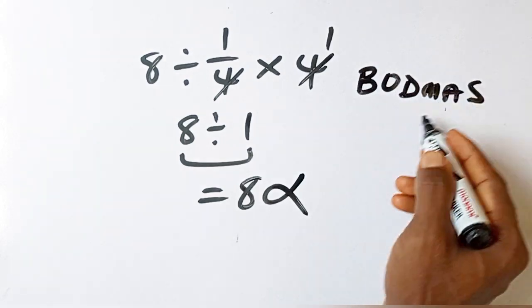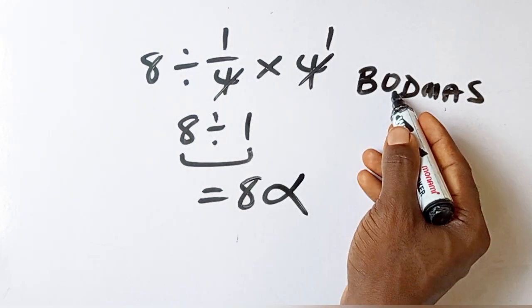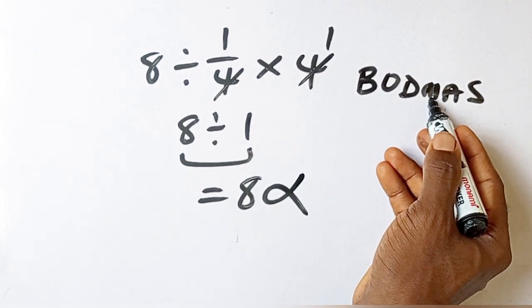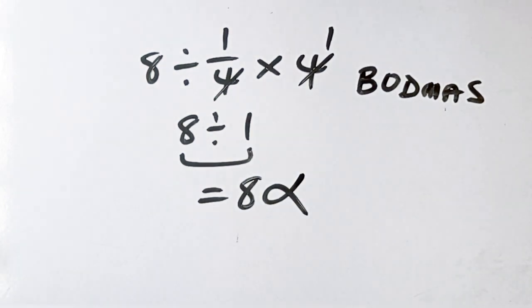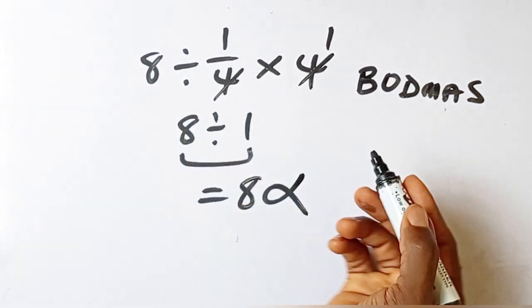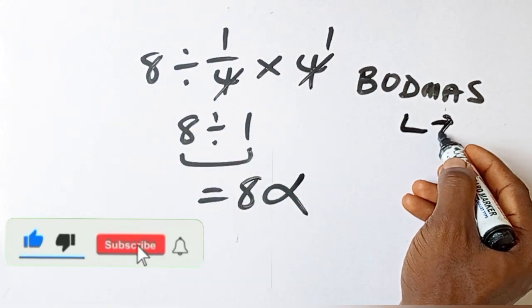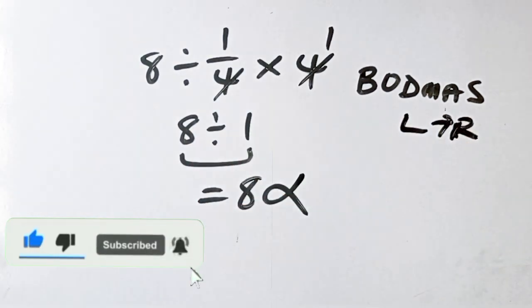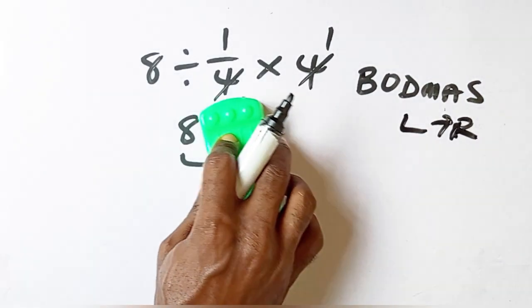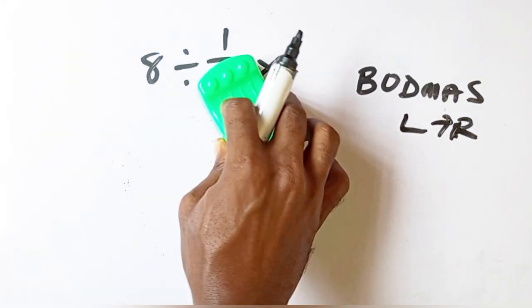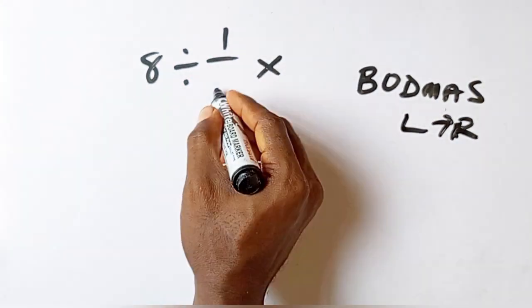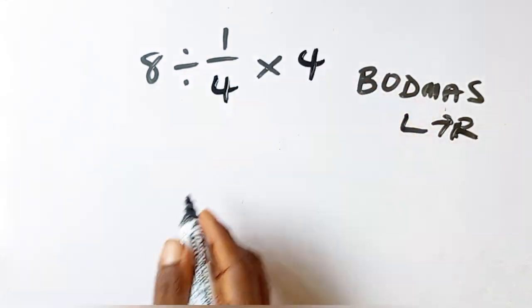BODMAS: B stands for bracket, O stands for of, D for division, M stands for multiplication, A stands for addition, and S stands for subtraction. So we are solving with this rule from left to right, okay? If we follow the rules correctly, our answer is not going to be 8, right? So let's see the correct answer to this question.